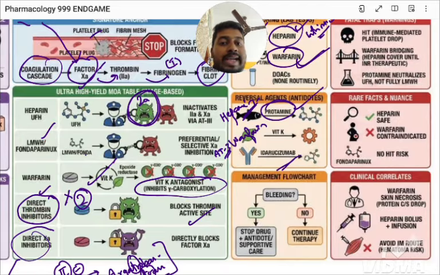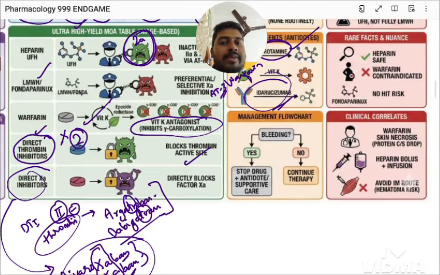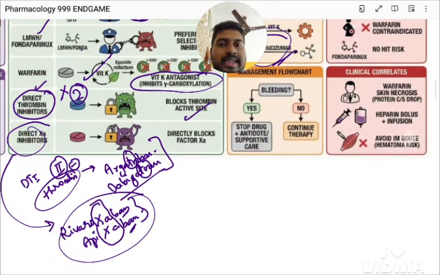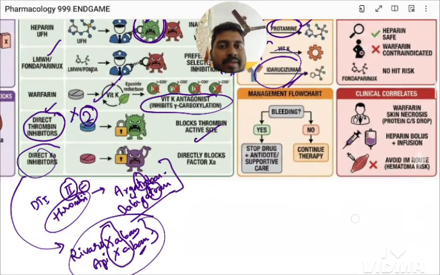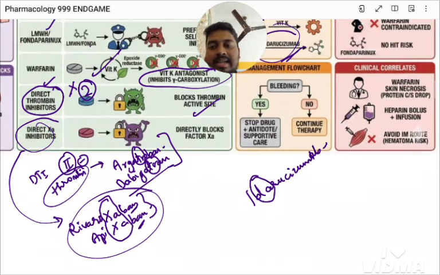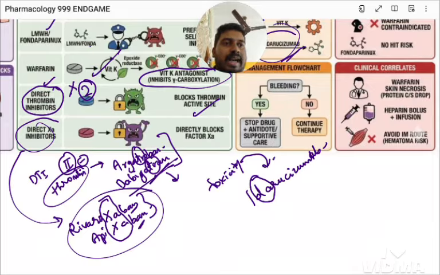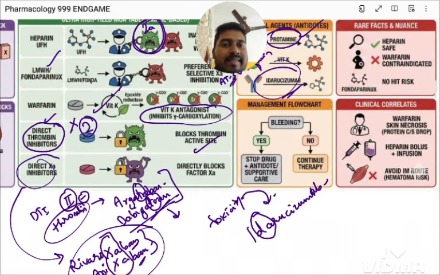And what is idarucizumab used for? What is this idarucizumab? You know what dabigatran is? See, actually, in this name only it is there: idarucizumab. So which is dabigatran? Dabigatran is a direct thrombin inhibitor. So in case of dabigatran toxicity, the antidote is idarucizumab, which is a monoclonal antibody. It is a specific antidote for dabigatran, which can be asked in INICET.